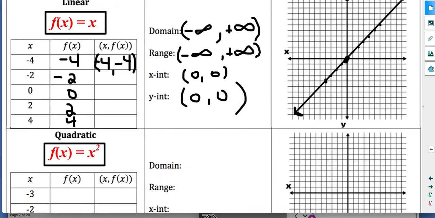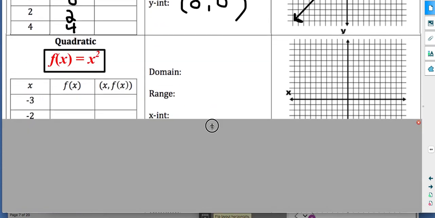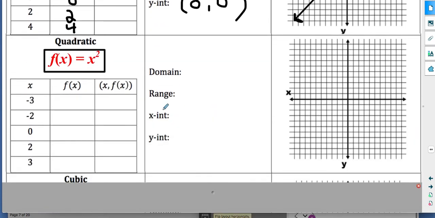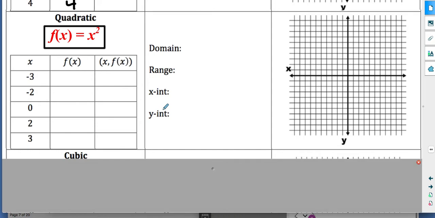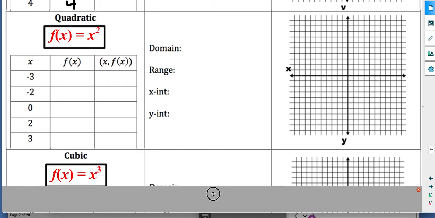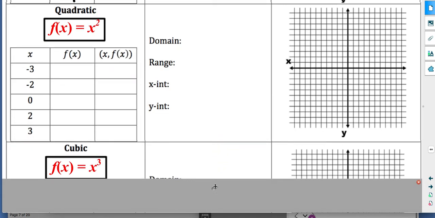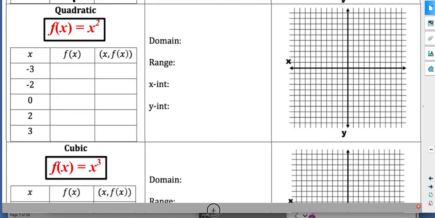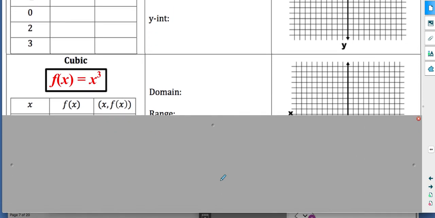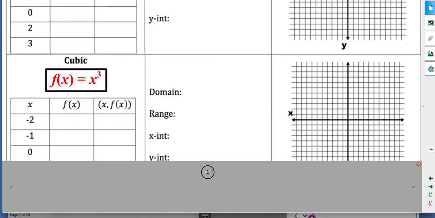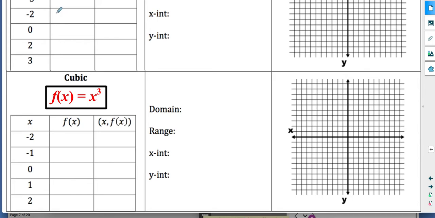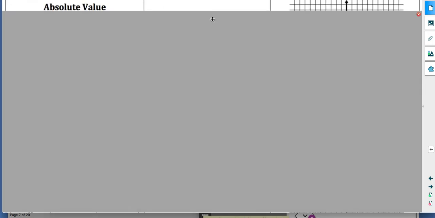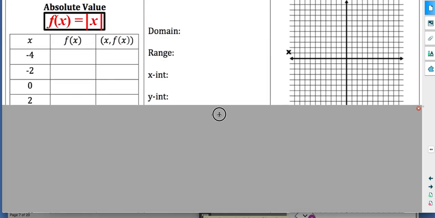So we've got our quadratic function. That's the graph that you're going to put into your notes and into your graphing calculator to do your investigation. And then we've got our cubic function. And I think the next page is going to have our absolute value function.